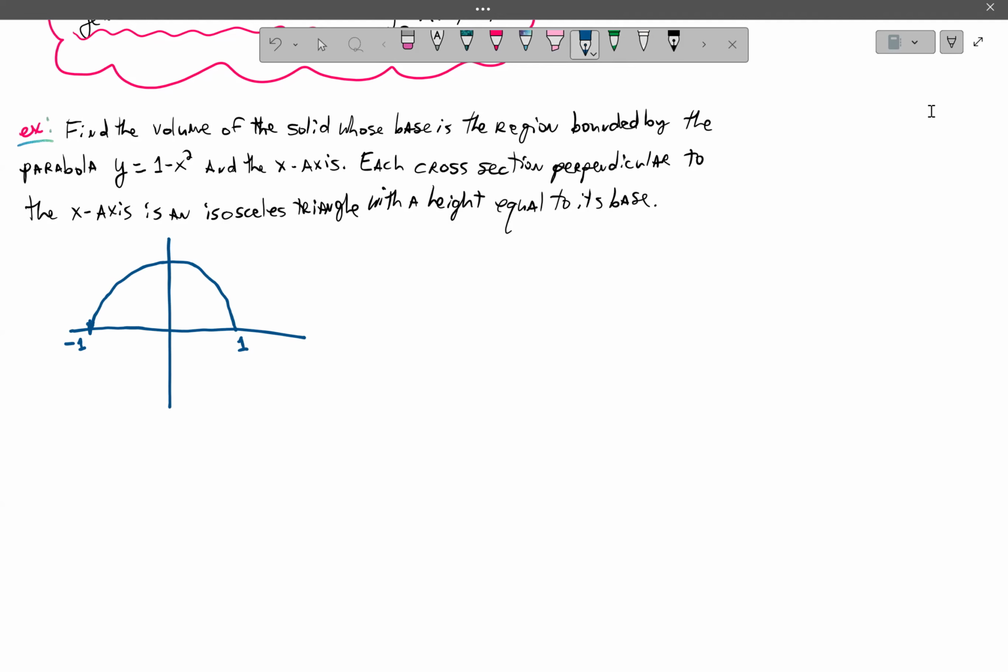And then we're saying that each cross section, so that's our slices, like our discs from before, but they're going to be different shapes. Each cross section perpendicular to the x-axis, that's important, as we'll see in future questions, is an isosceles triangle with a height equal to its base. So it's like I'm taking this and I'm drawing a little rectangle, same as I did before, but instead of flopping it around to create a disk, I have a triangle that's coming out. So that triangle is not just a triangle, it's actually creating some sort of three-dimensional solid.